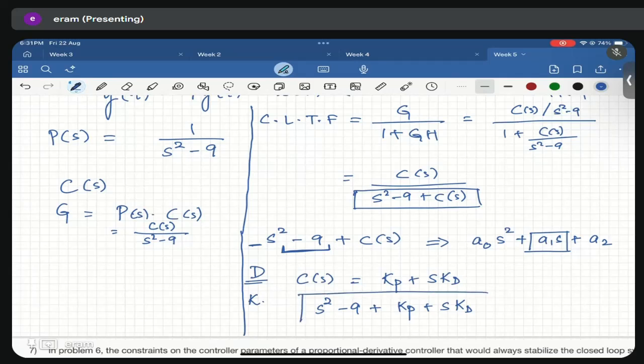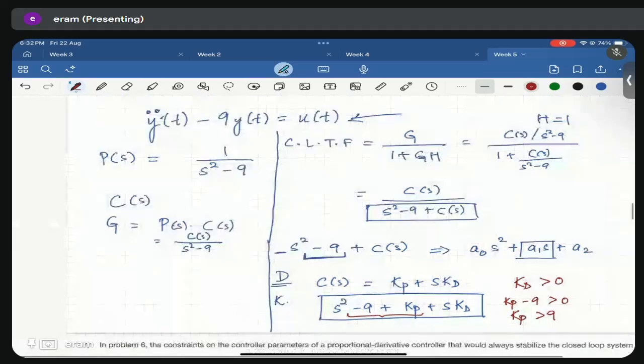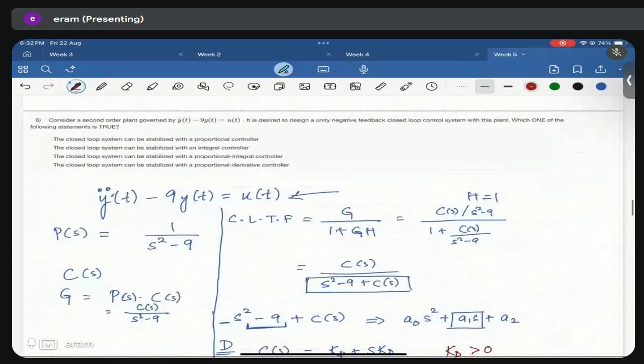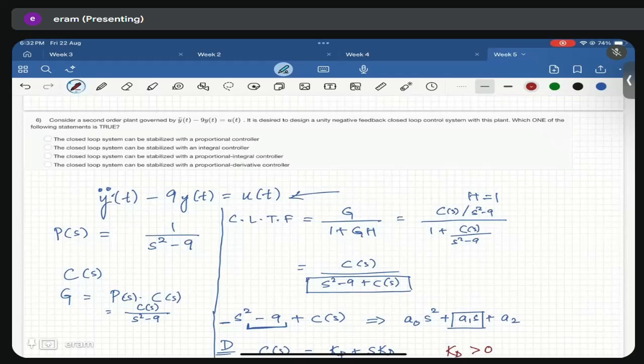In this we have to ensure that Kd is greater than 0, and this term should also be greater than 0 to have no sign change. So Kp minus 9 should also be greater than 0. Then Kp should be greater than 9. But here we have to just identify the controller. So the correct option will be, we need a proportional derivative controller, that is the last option.